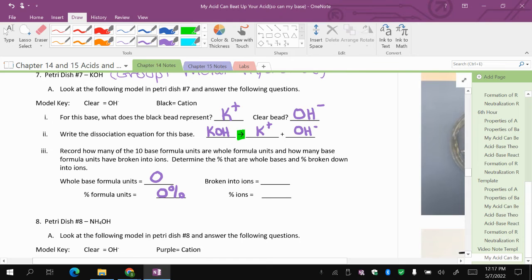And we have 100% that are broken into ions. There were 10 black beads and there are 10 hydroxide beads. It means 100% ionization for this potassium hydroxide base.